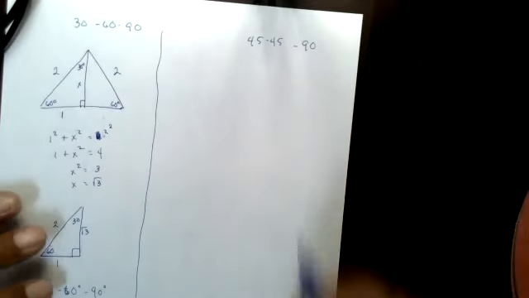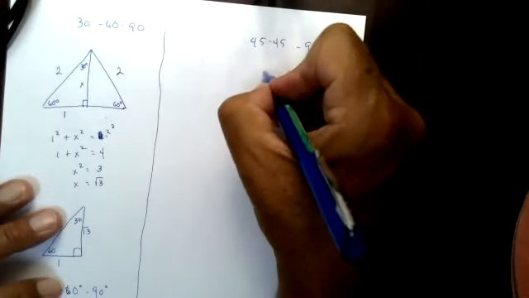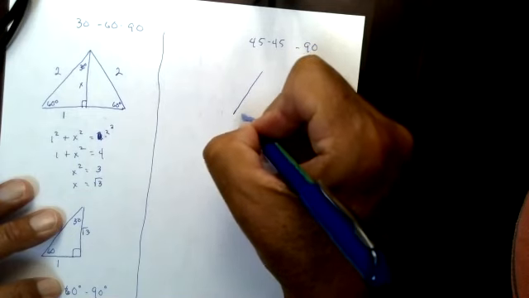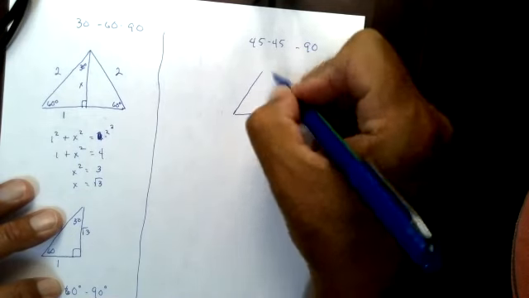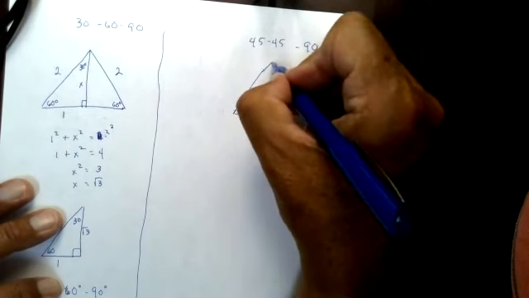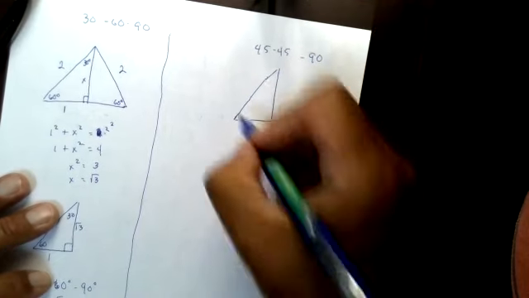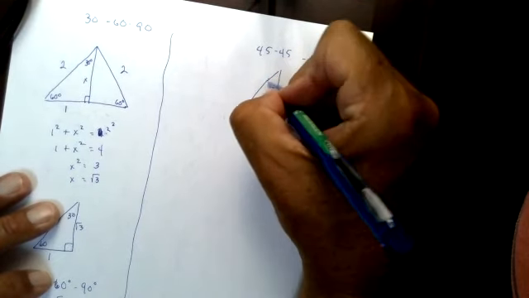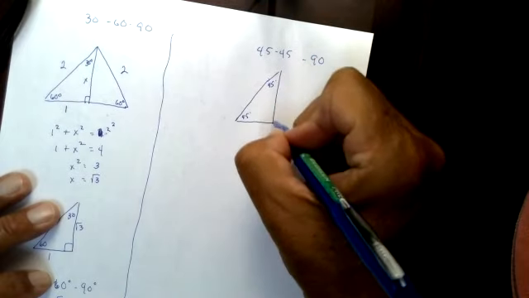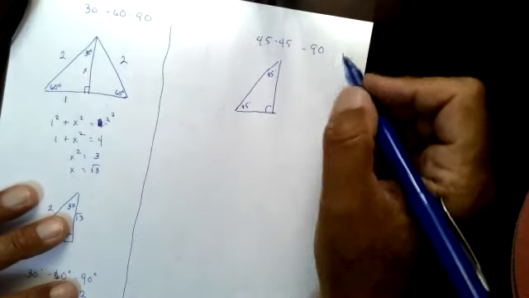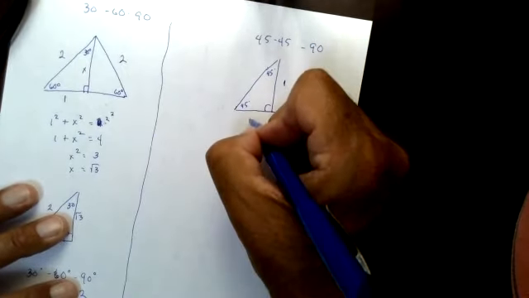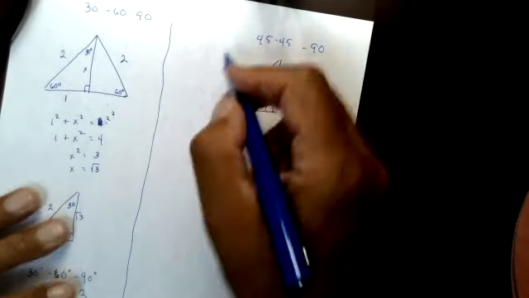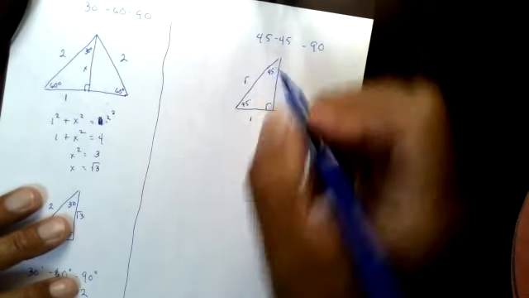45, 45, 90. Again, we're going to do the same thing. We're going to draw a triangle, but this time, this is 45. This is 45, which means this is 90. If this guy is 1, then this guy has to be 1. And again, I'll call this R.